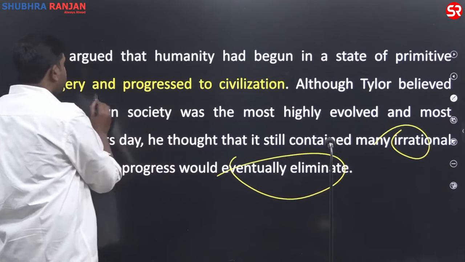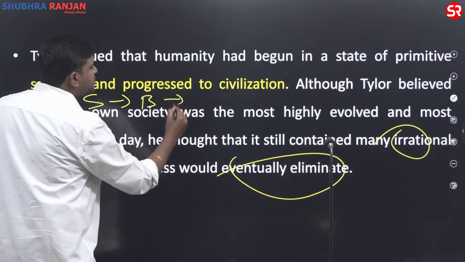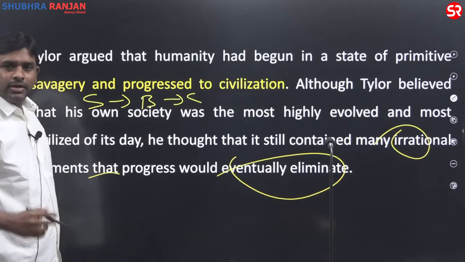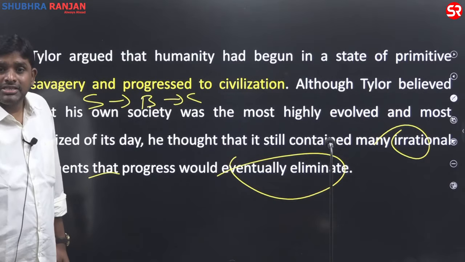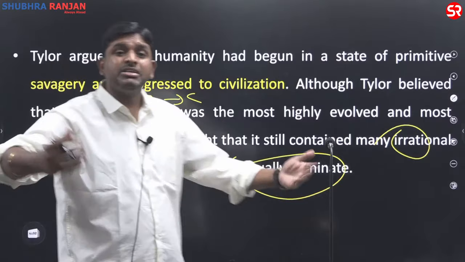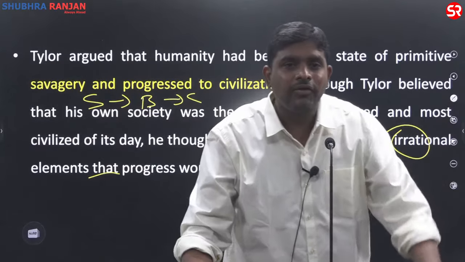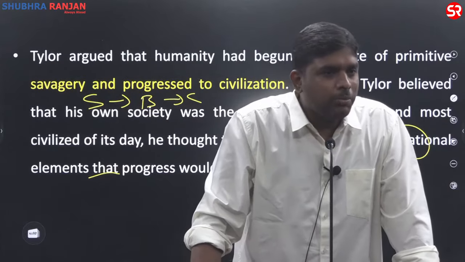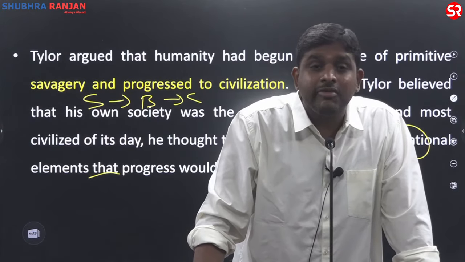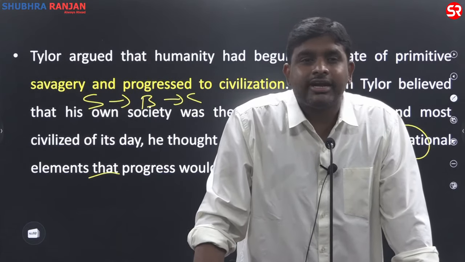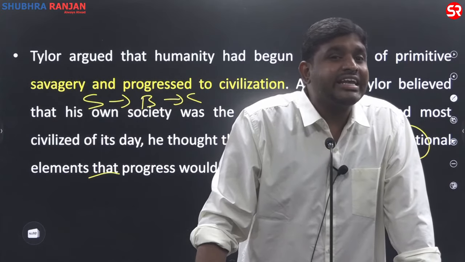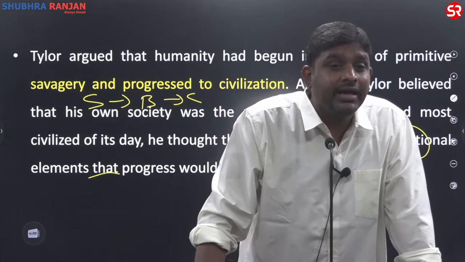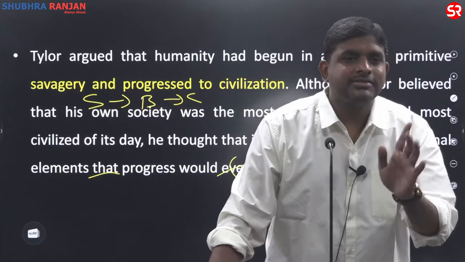So when he is moving from savagery to barbarism to civilization, his irrational elements got eliminated and he started becoming more rational. How much rational we become, that much civilized we will be called. Yes or no? How much rational we become, how much scientific we become, that much civilized we call it. So he told that as time goes on, man started eliminating irrational elements and adopting rational elements.